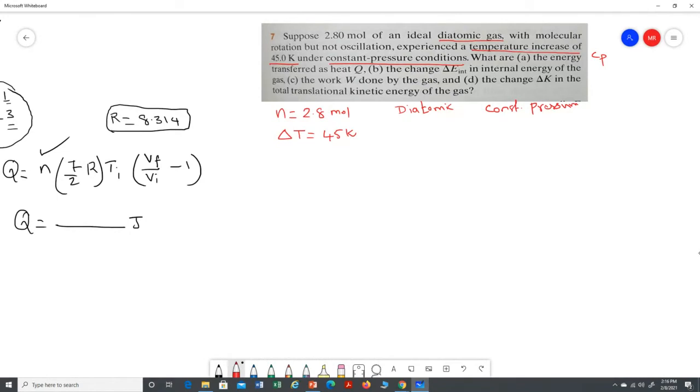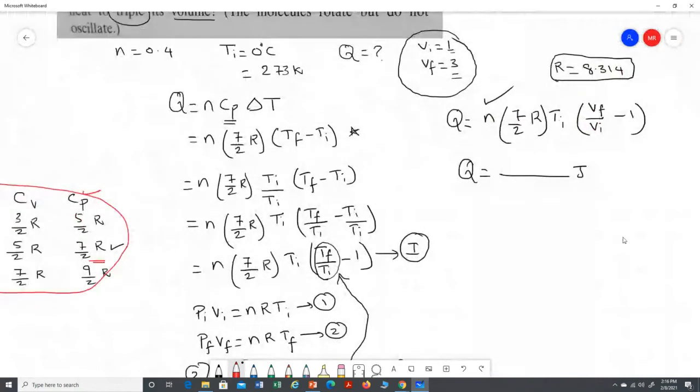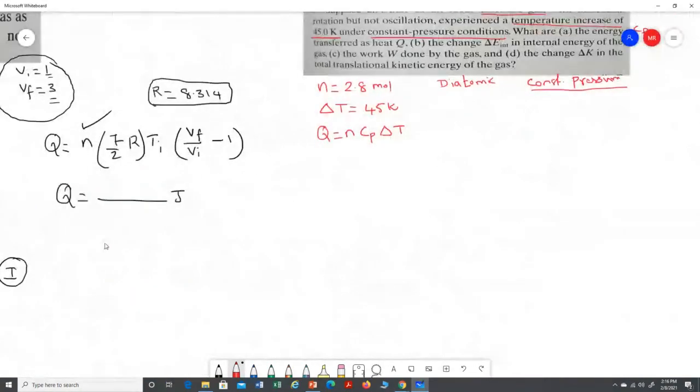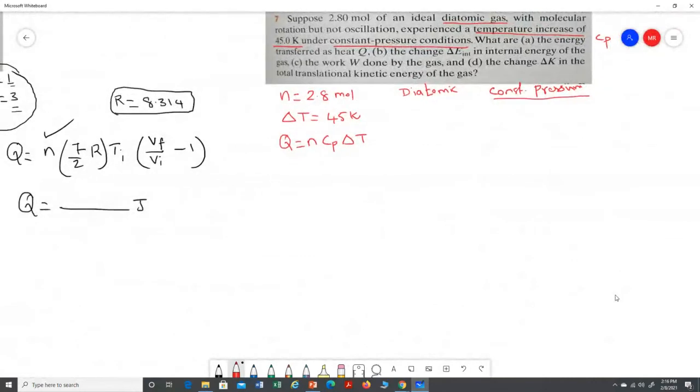Now you have 4 questions. What is your first question? What is the energy transferred as heat Q? If it is constant pressure, what should be the formula, my dear? We use the formula n Cp delta T. What is the Cp for a diatomic molecule? Just before, we saw that Cp for a diatomic molecule is exactly equal to 7/2 R. So I have to use 7/2 here.